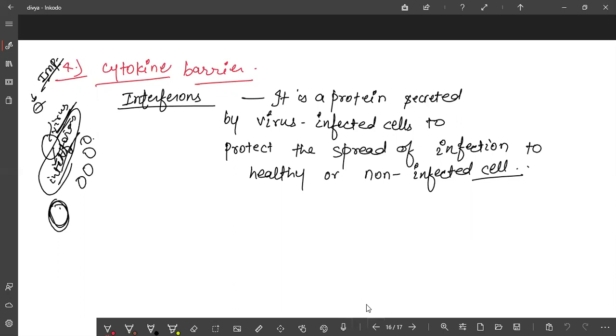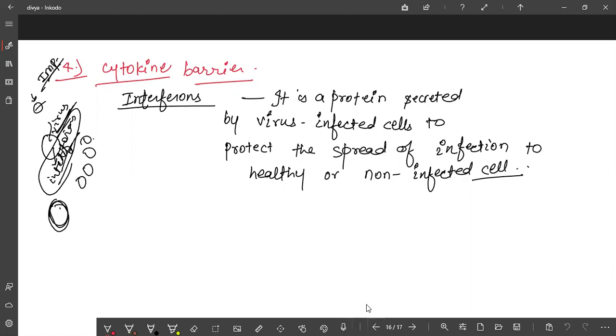And in cytokine barriers, we had studied about one chemical. What is the name of the chemical? Interferon. And what is the function of interferons? When a cell gets infected, it prevents the adjacent cell from getting infected by the virus. Infected by what? Bacteria, virus, protozoa? Virus. Okay, so these are the barriers that provide innate immunity.